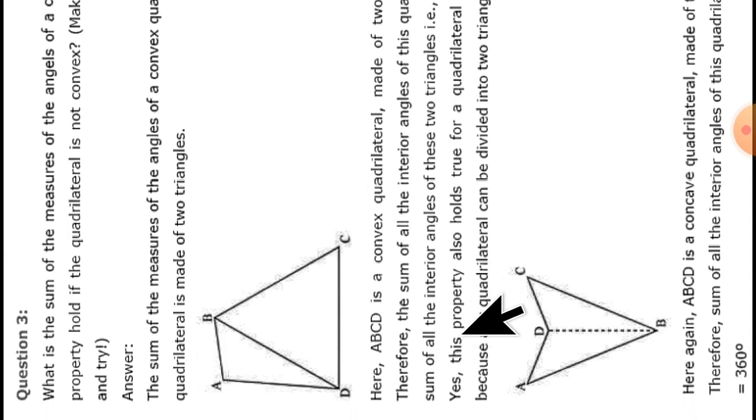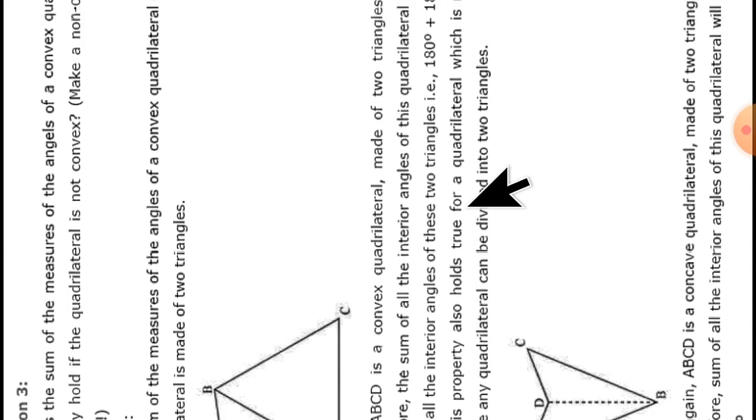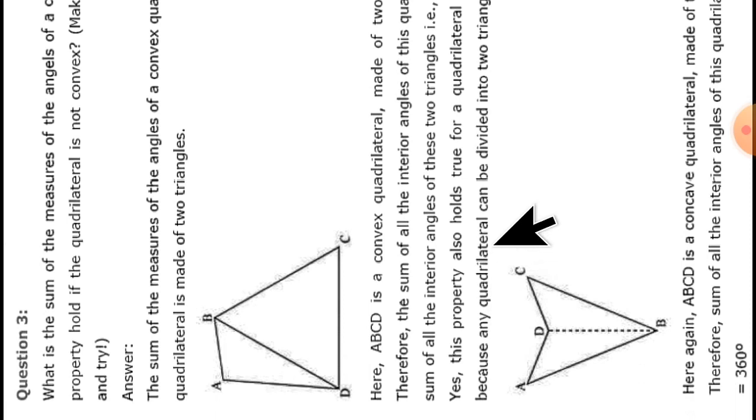Now, this property also holds true for a quadrilateral which is not convex. If the quadrilateral is not convex, then also this property holds true. This is because a quadrilateral can be divided into two triangles. Now see, this figure is a concave quadrilateral. This figure is also divided into two triangles. This is the first triangle, this is the second triangle, ABD and BCD. Again, ABCD is a concave quadrilateral made of two triangles ABD and BCD.